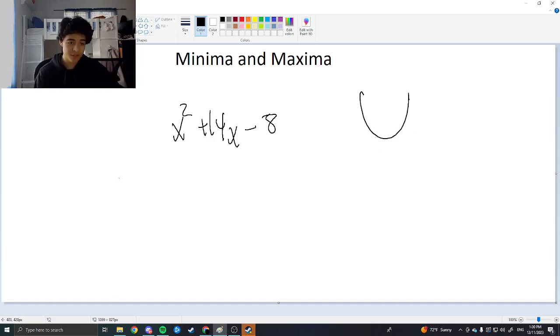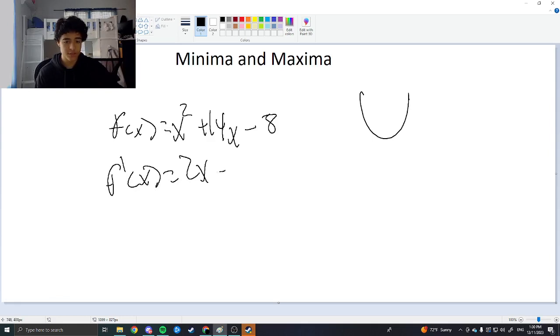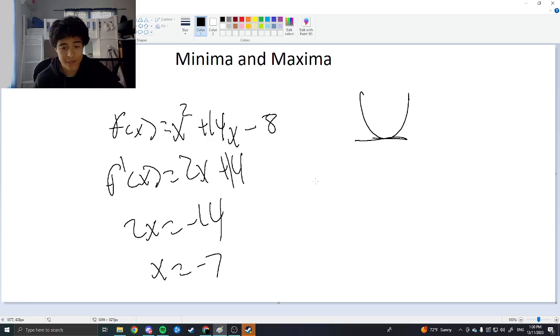So we have to differentiate this and say this is f of x. Then we'll call this f prime of x. And differentiating it, we'll get 2x plus 14. And we have to set this equal to 0 because we're trying to find when the slope is 0. So 2x equals negative 14 and x equals negative 7. So we know that there is a minimum at x equals negative 7.